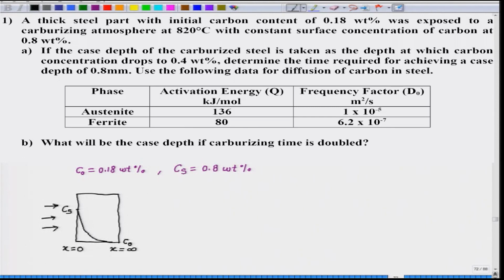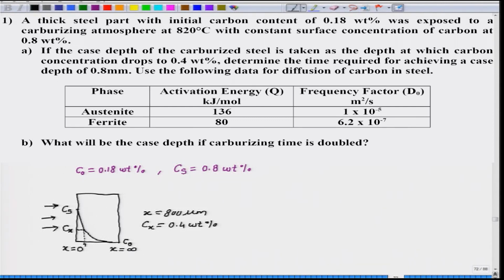Now, the first problem is, if the case depth of the carburized steel is taken as the depth at which carbon concentration drops to 0.4 weight%, determine the time required for achieving a case depth of 0.8 mm. So, we want to find the time at which at x equal to 0.8 mm, which is 800 micron, the carbon concentration achieved, let us call it C x, is 0.4 weight%.